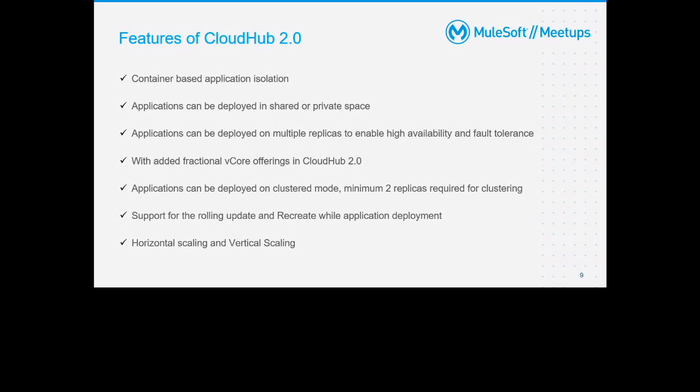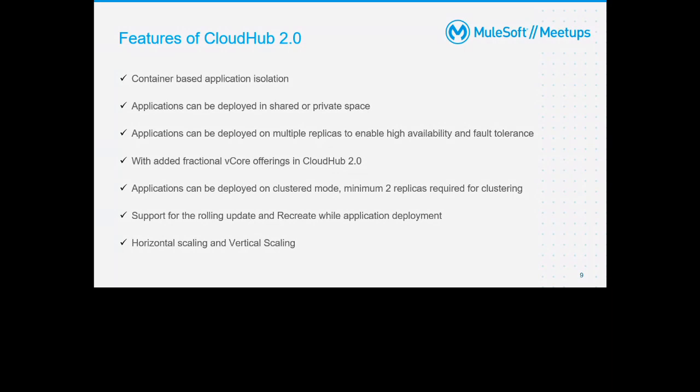Coming to the next, applications can be deployed in cluster mode. A minimum of 2 replicas is required for clustering. In CloudHub 1.0, clustering is not available. This feature is added in CloudHub 2.0. Clustering means virtual servers composed of multiple nodes. These nodes of the cluster will share some common space. We go with clustering when, for example, I have a scheduler and I want to run those schedules on only one replica. In those cases we can go with the clustering concept.